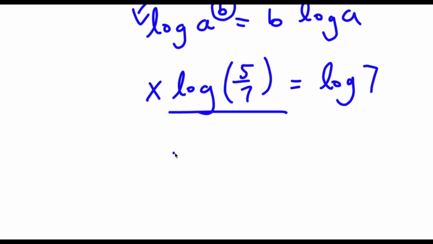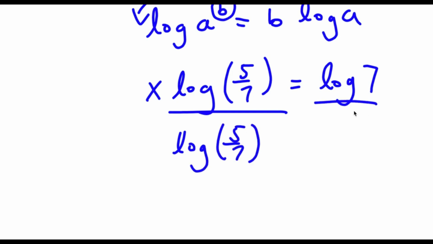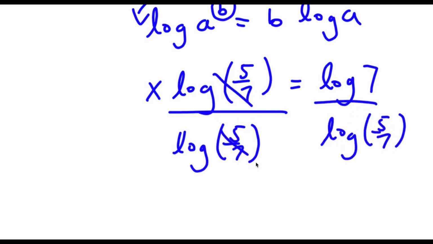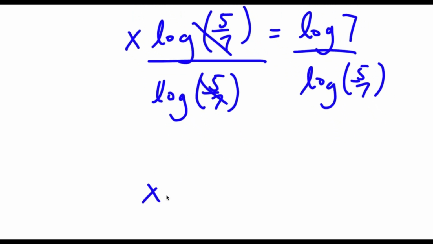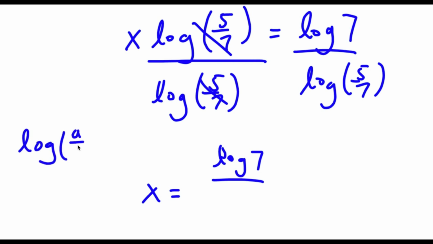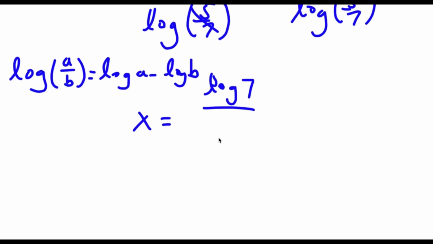Now I'm going to go ahead and divide both sides by log of 5 over 7. So then these two cancel out, and now I have x is equal to log 7 over log of 5 over 7. Now if I have something in the form log a over b, it's the same thing as log a minus log b. So log of 5 over 7, that's going to equal log 5 minus log 7.